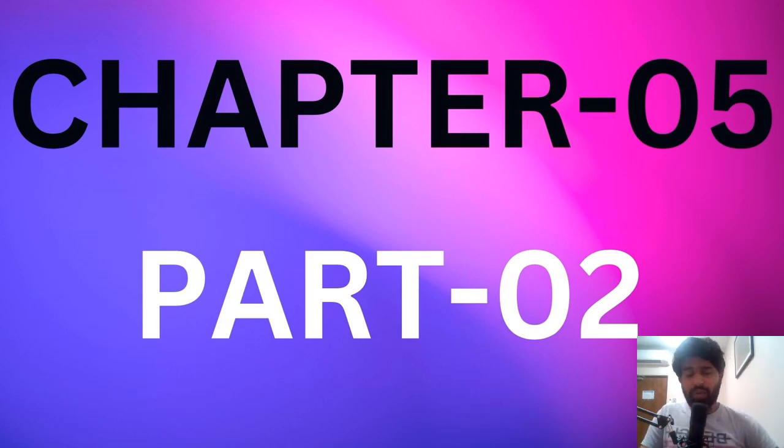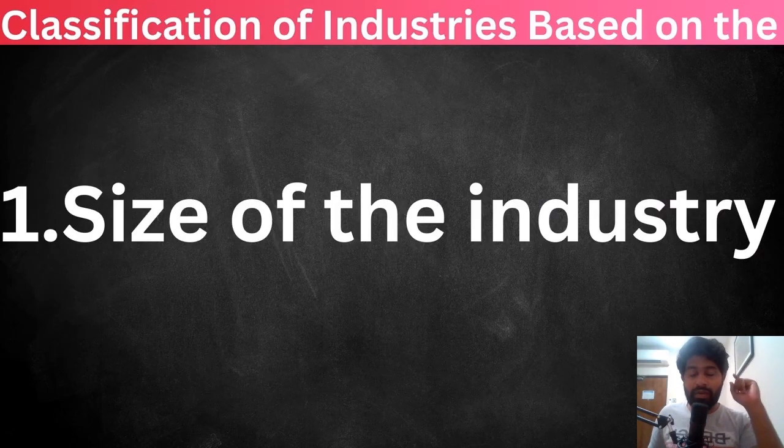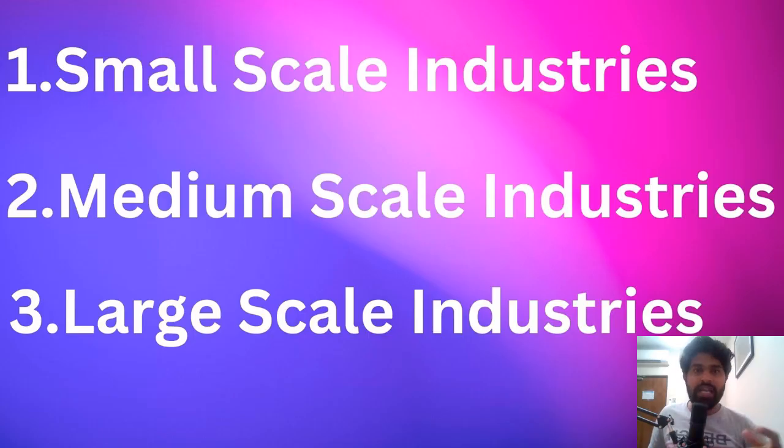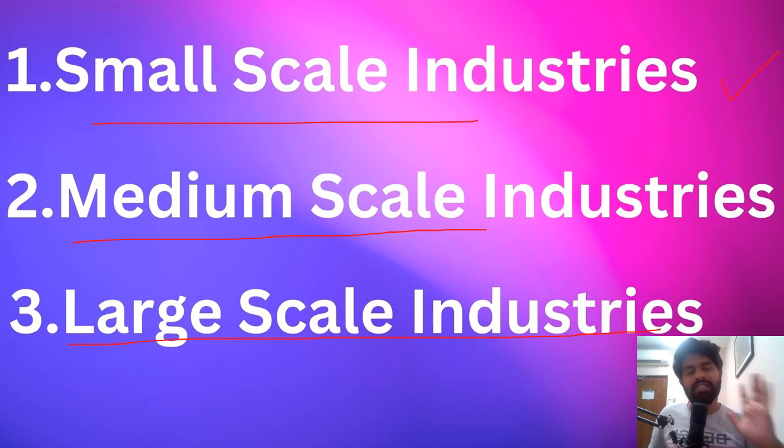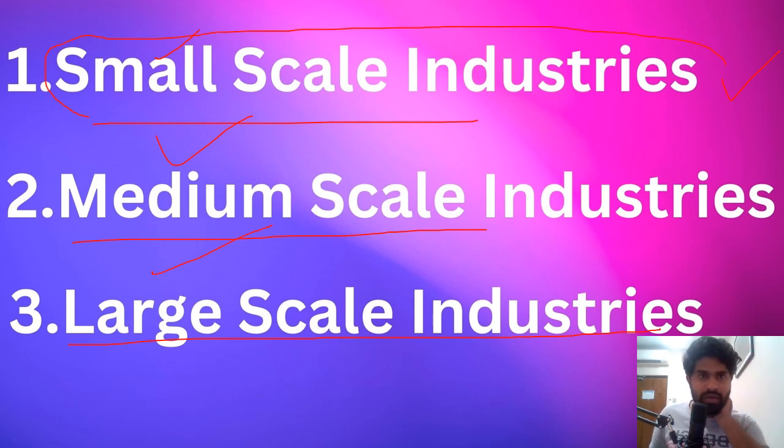In today's video, that is part 2, we are learning about the classification of industries based on the size of the industry. The first one is small scale industries, then medium scale industries, and then large scale industries. This is the classification based on the size: small, medium and large. In this video we are learning about the first one, small scale industries.